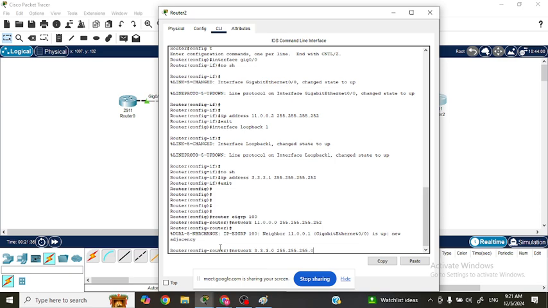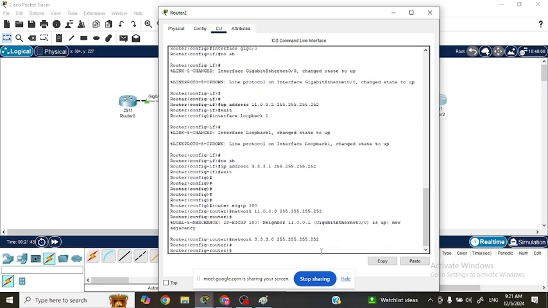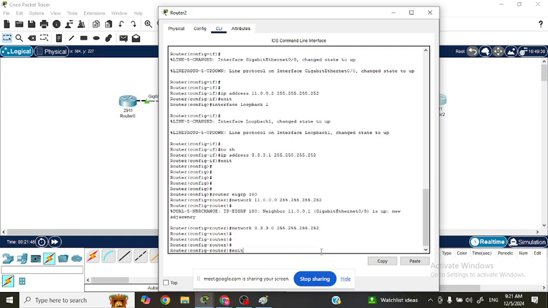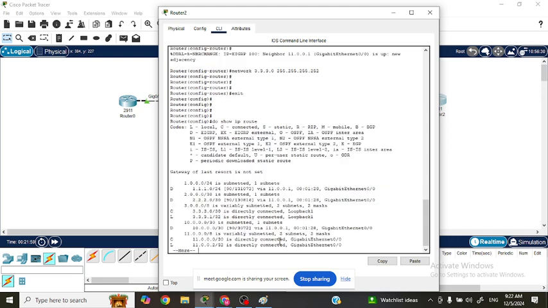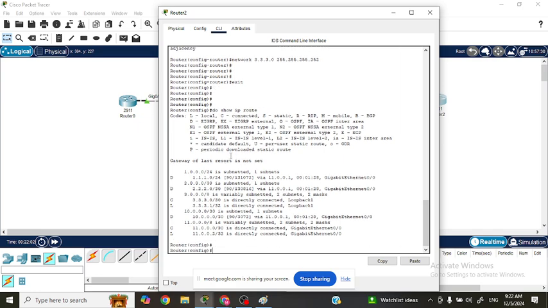Okay, sorry guys. So it should be 252. We have advertised, and now I am going to check with show ip route. Show ip route is a command to check the routing table of a router. Now you can see one loopback network of router 0 is in the routing table of R2. Are you seeing, guys?